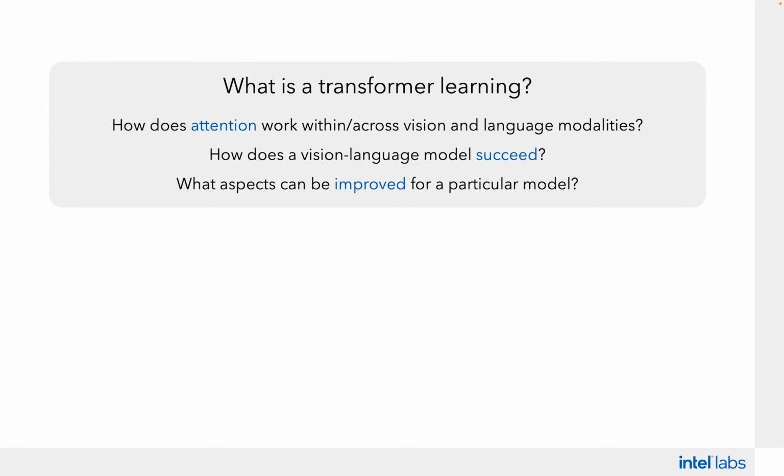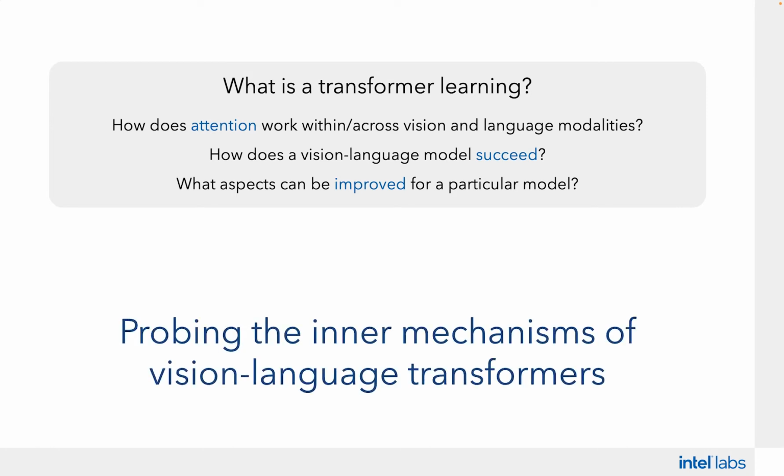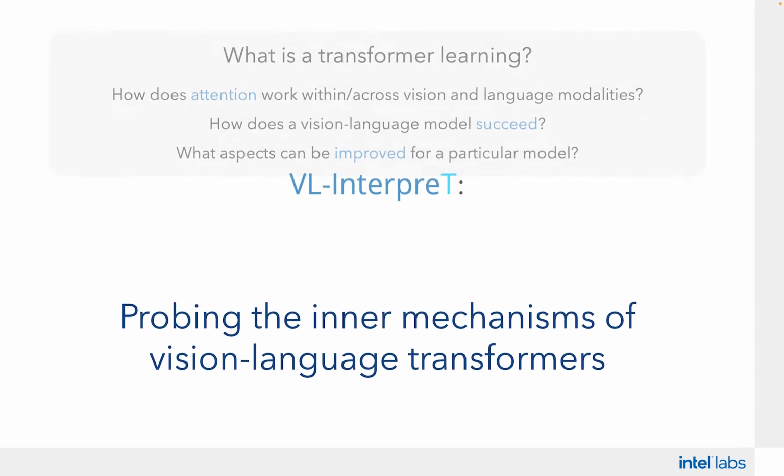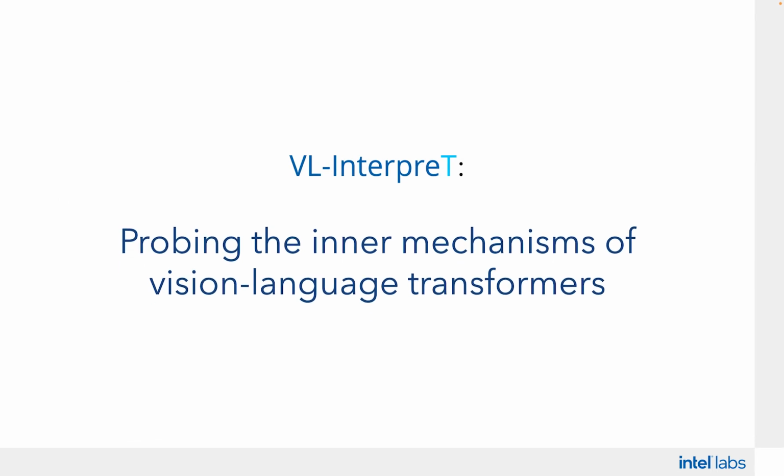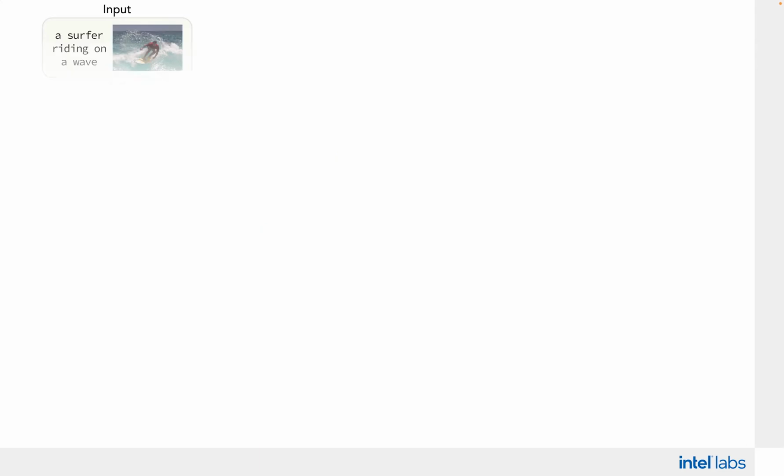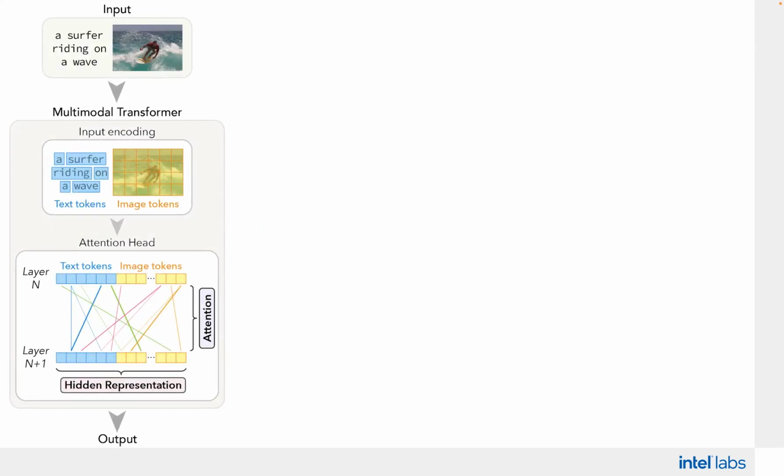To answer these questions, we need to probe the inner mechanisms of a transformer. Although such tools have become available for transformer-based NLP models, vision and vision language transformers remain largely opaque models. Here, we developed InterpreT to provide a single interactive system to interpret vision language transformers, which I will show you now. Here's a diagram for the workflow of our tool.